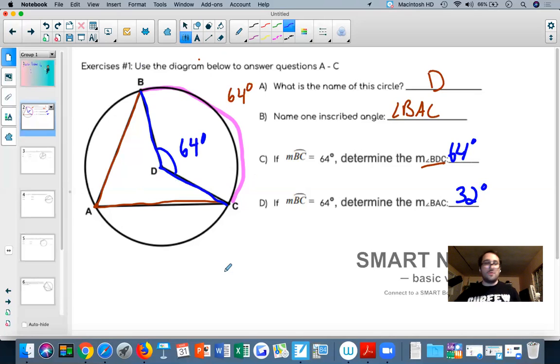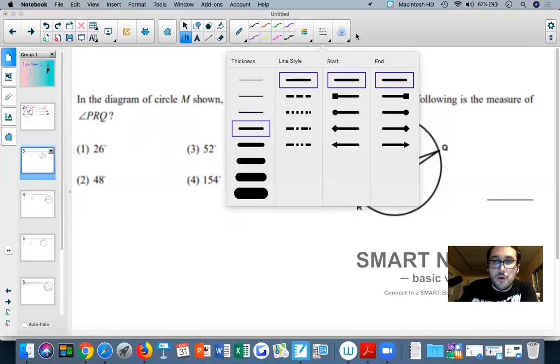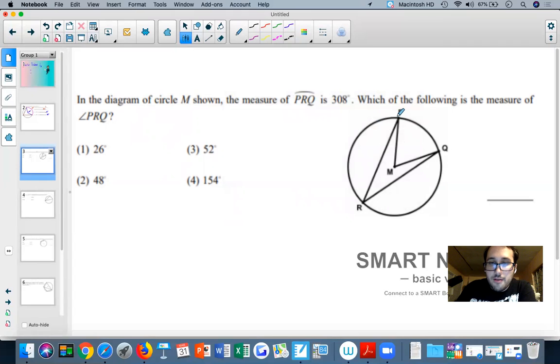Okay, moving on. All right. In the diagram below, circle M shown, the measure of arc PRQ is 308 degrees. Which of the following is the measure of angle PRQ? So arc PRQ is the following. I'm going to outline it, as we should always mark up our diagram. So P to R to Q. So the yellow region is 308 degrees.